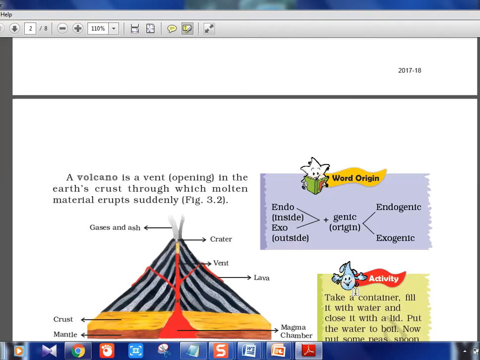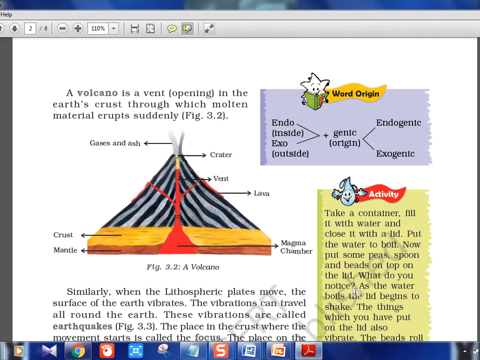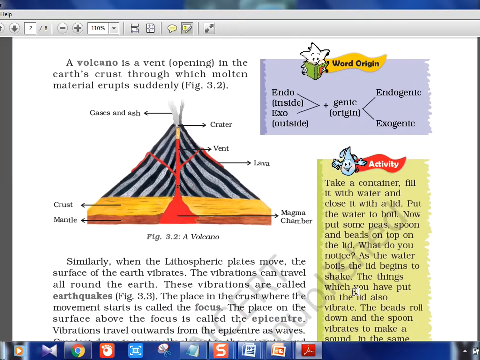We have seen recently, maybe 2 years back, there was the Nepal earthquake. In 2004 there was a tsunami in the Bay of Bengal. So many things are happening across the world, and all these are due to sudden movements of the earth. So endo, exo, again inside, outside, they're telling the basic meaning.